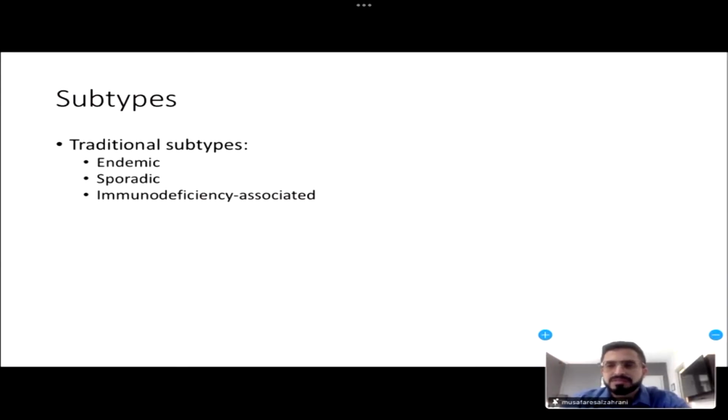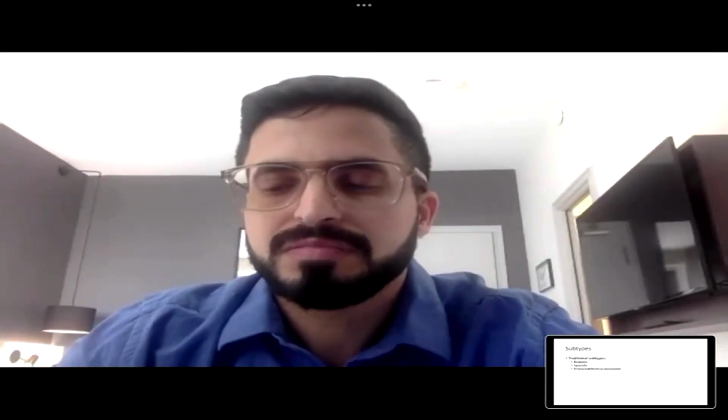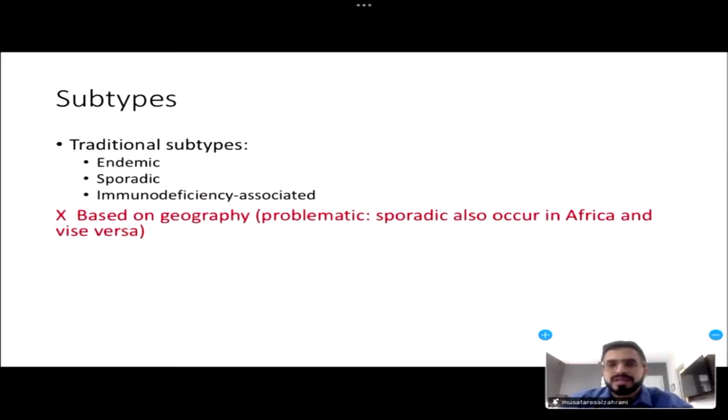In terms of subtype, traditionally speaking, it had been divided into three basic subtypes: endemic, sporadic, and immunodeficiency or HIV-associated Burkitt's lymphoma. But this classification is mainly dependent on geography, and it doesn't take into account the biology of the disease. So this is also problematic because many sporadic cases occur in Africa and vice versa. So we do have cases of so-called endemic, EBV-associated disease that can happen in developed countries and the other way around.